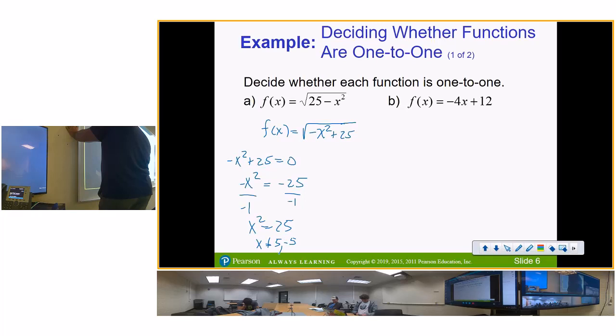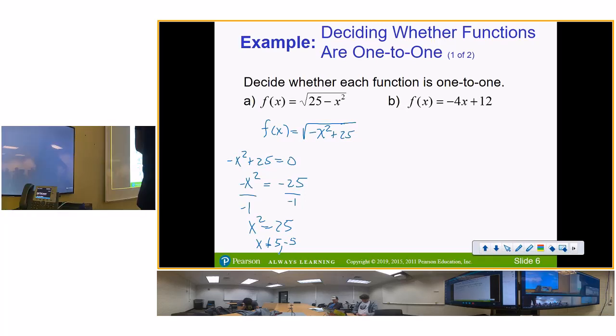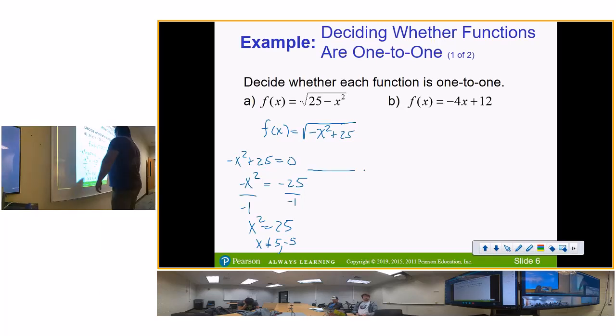So let's plug them in. 5 squared will give you 0. Negative 5 squared will give you 0. So let's check and see what numbers will give you a negative. Because you can't take the square root of what? A negative. So let's draw our number line. And y'all should know how to do this because it's just common sense.